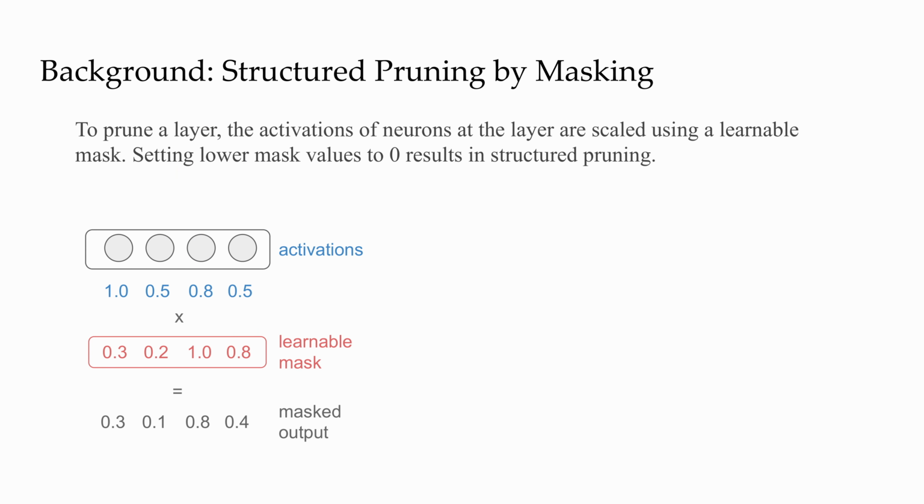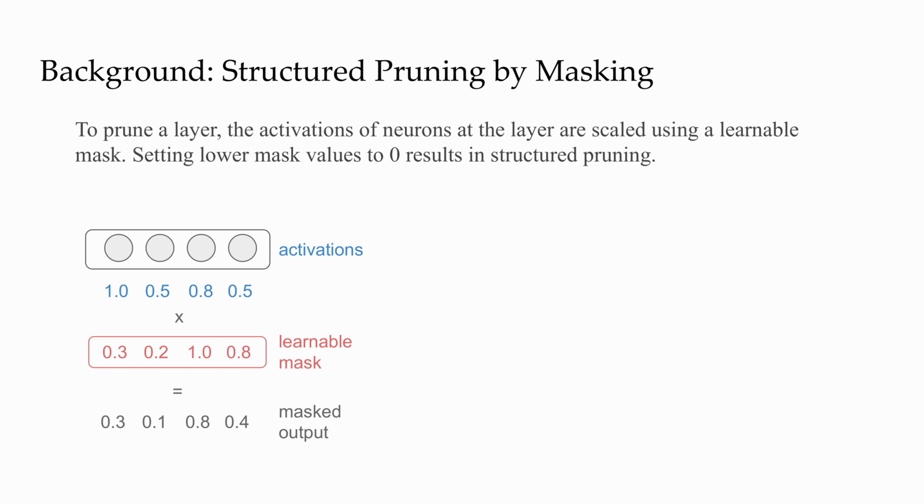A common strategy for structured pruning is by applying the concept of masking. Here, for every layer that needs to be pruned, we take the element-wise product of the neuron activations with a learnable mask to generate scaled outputs. By setting smaller mask values to 0, we can prune out entire neurons, thus performing structured pruning.